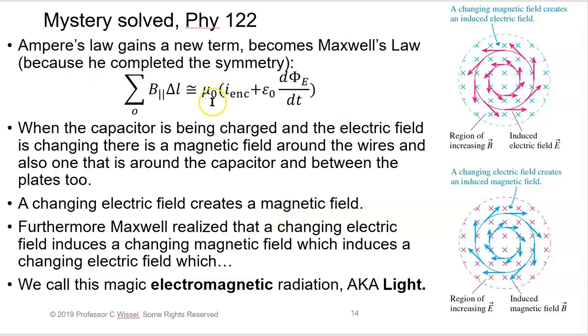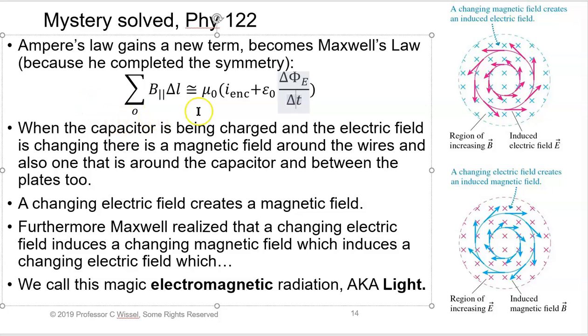So Ampere's law gains a new term, becomes Maxwell's law, because he completed the symmetry, but I call it the Ampere-Maxwell law. The sum of B parallel delta L is approximately equal to mu naught times this term, I enclosed plus epsilon naught delta phi E over delta T. Okay, so when the capacitor is being charged and the electric field is changing, there's a magnetic field around the wire, and around the capacitor and between the plates too. So a changing electric field creates a magnetic field.